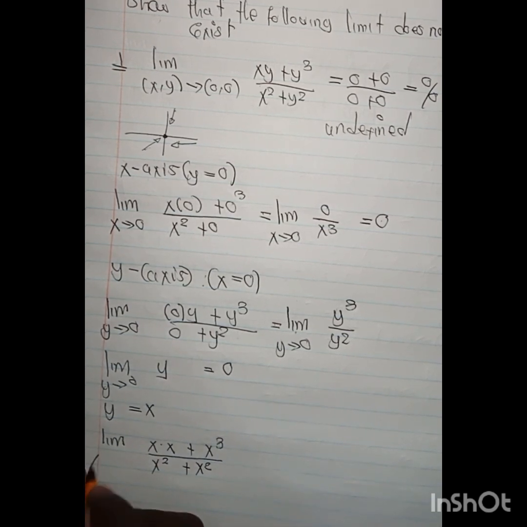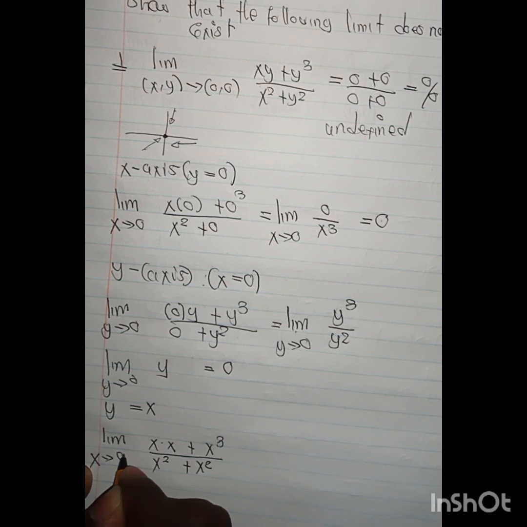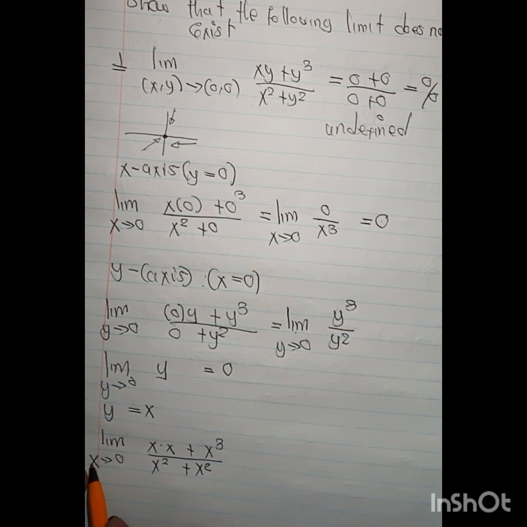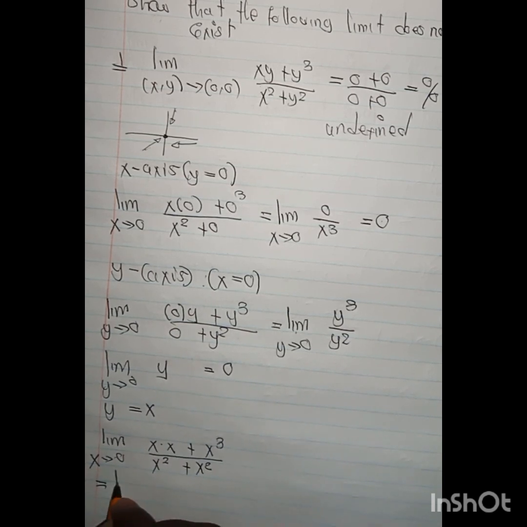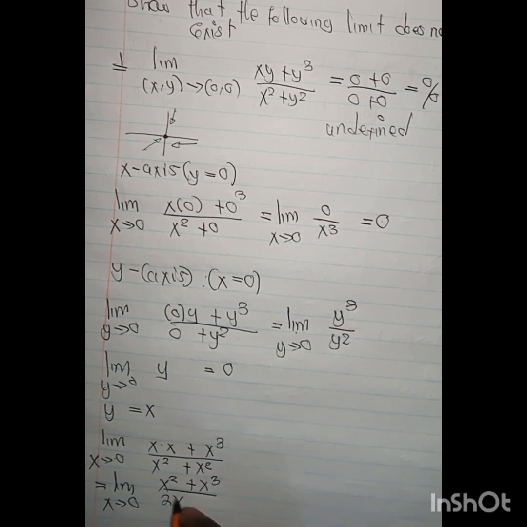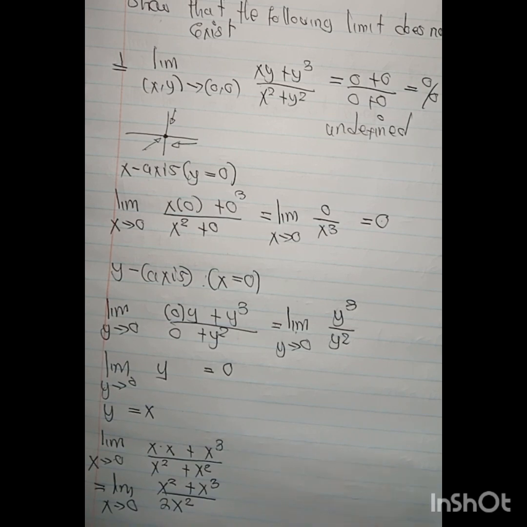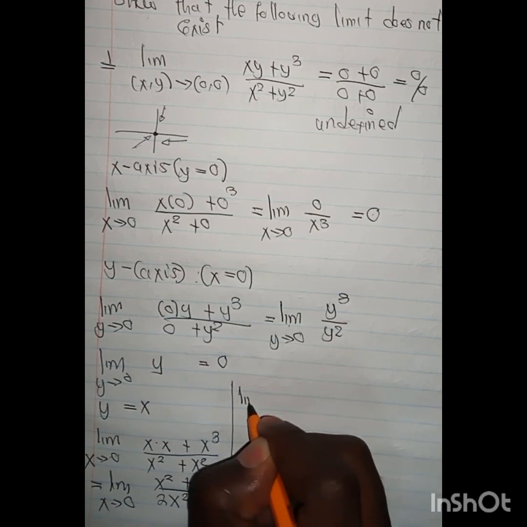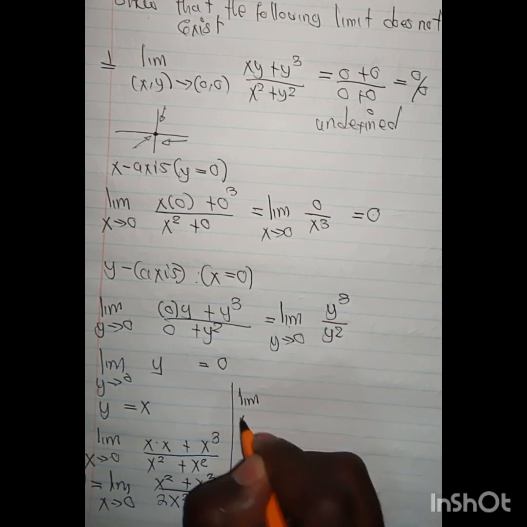Then x will have to approach 0. If you make x be y, then you have to make y approach 0. Then you solve further. It means now you'll have the limit as x approaches 0. x times x is x squared plus x cubed over 2x squared. Then solving further, you are going to have the limit as x approaches 0.